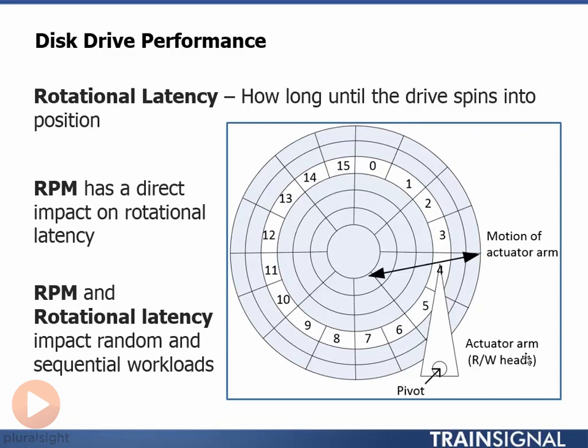So to recap on this, rotational latency is how long it takes for the platter to spin and get the correct sectors underneath the read-write heads. RPM, or rotations per minute or revolutions per minute, is directly linked to rotational latency. The faster the drive spins, the lower the latencies. And finally, RPM and rotational latency have a direct impact on both random and sequential workloads. The net result being, if you can afford to, buy the fastest drives that you can.